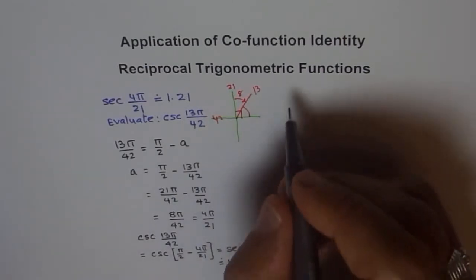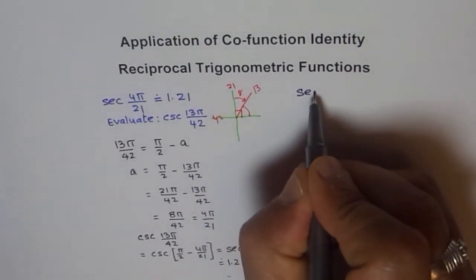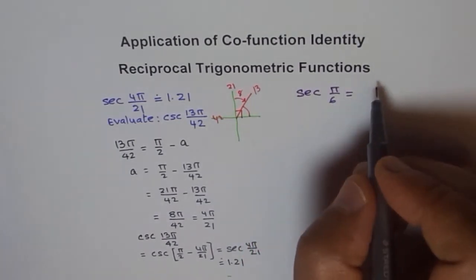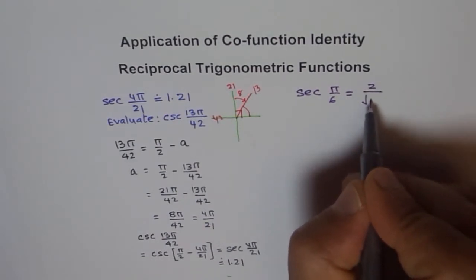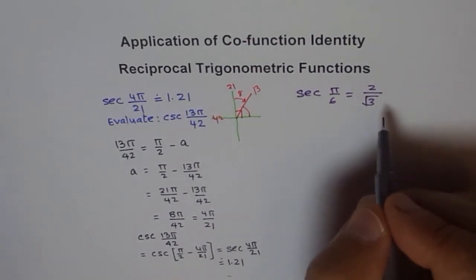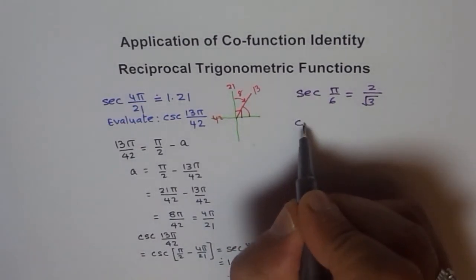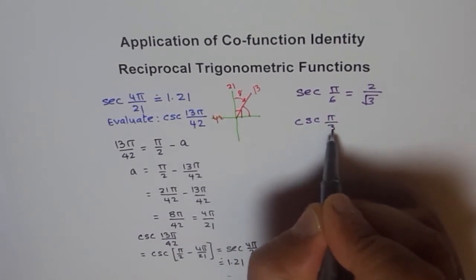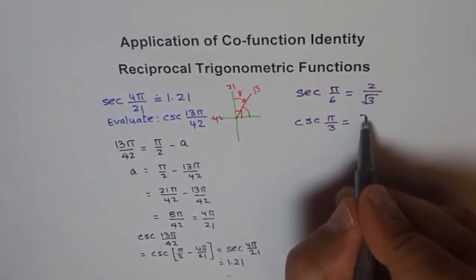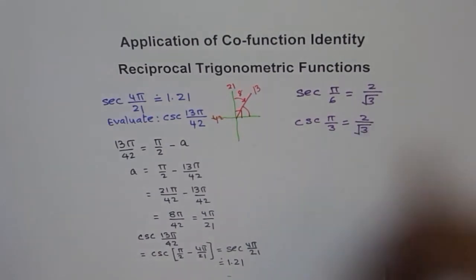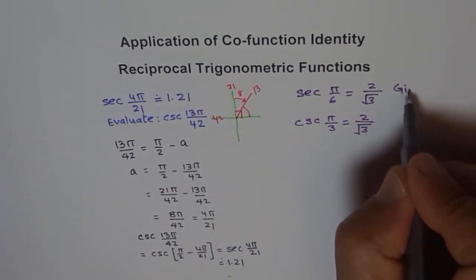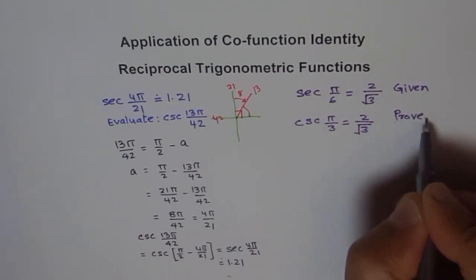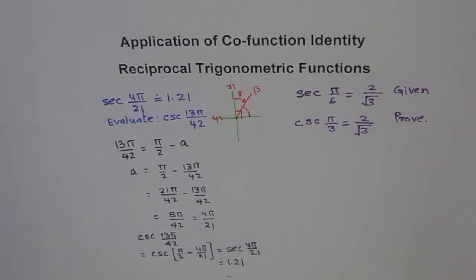Let's say it's given to us that secant pi by 6 is equal to 2 over square root 3. Now from this, you need to show that cosecant pi by 3 is equal to the same thing, which is 2 over square root 3. So this is given to you, and this is to show or to prove.